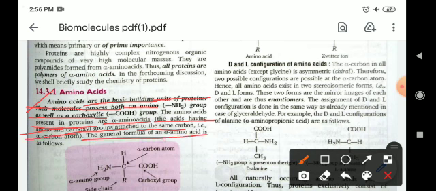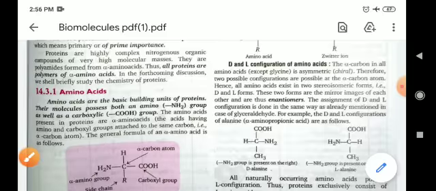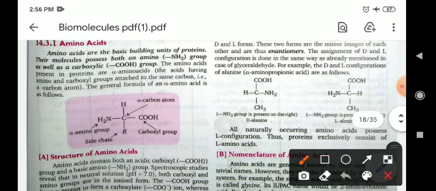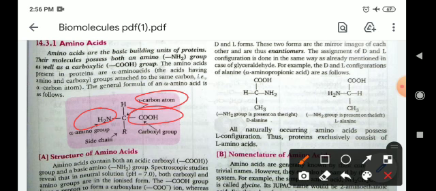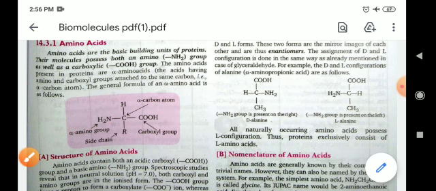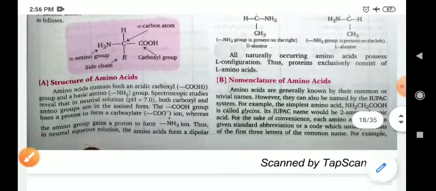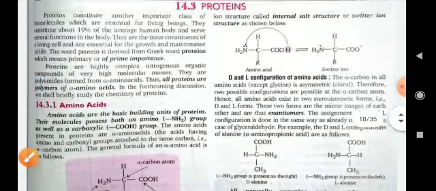So the general formula of an amino acid is as follows, in which there is a carbon known as the alpha carbon atom, and from this alpha carbon atom an amino group, that is an NH2 group, is present, and also a carboxylic group. Okay, so this is the basic structure of amino acids. Now, the structure of the amino acids.